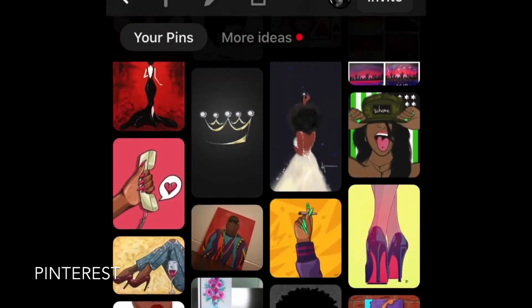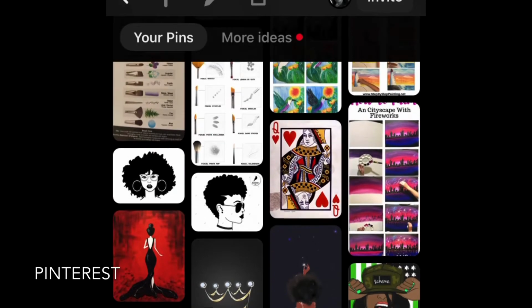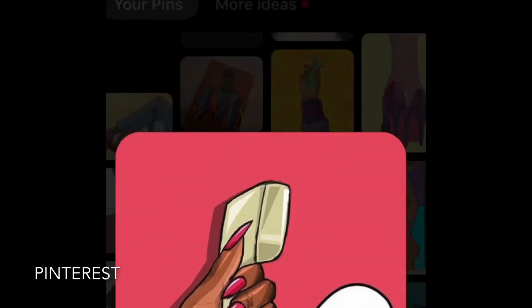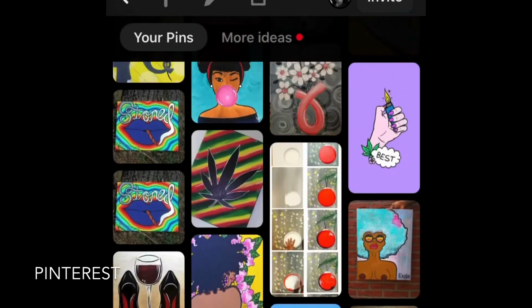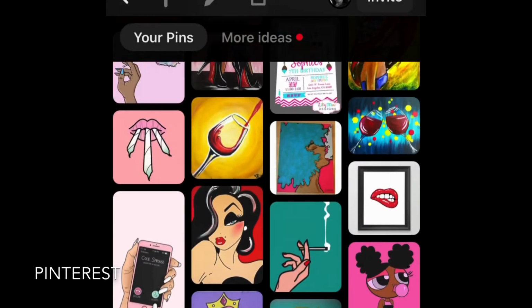So basically, here are some of those images that I saved to my Pinterest board. Again, they're all fairly simple or easy to trace or transfer.